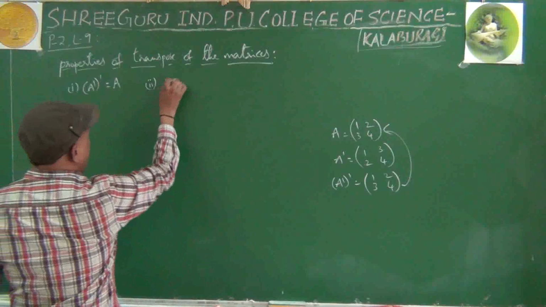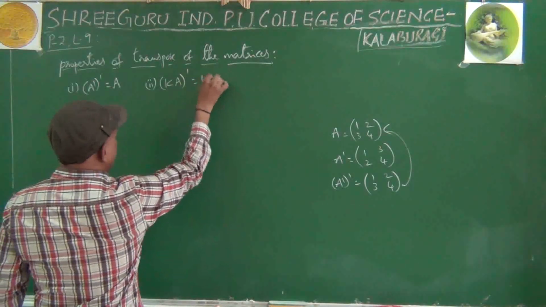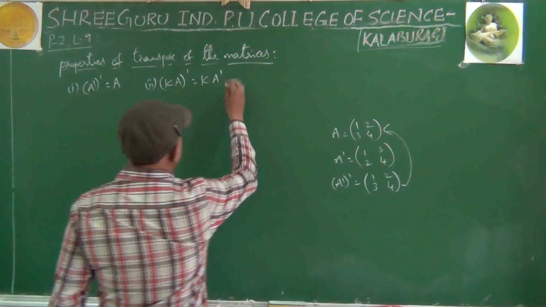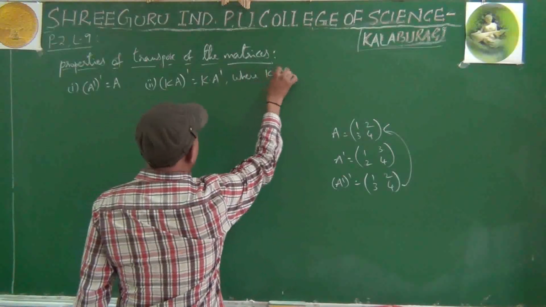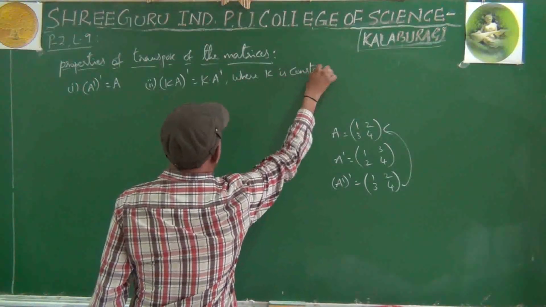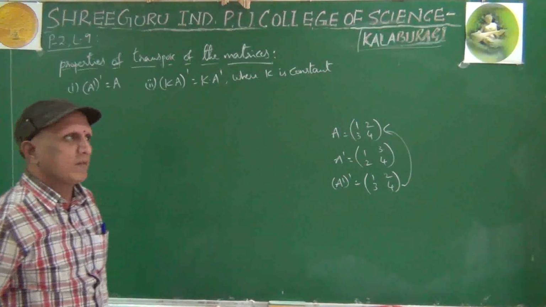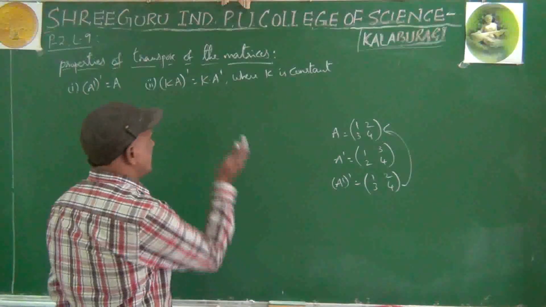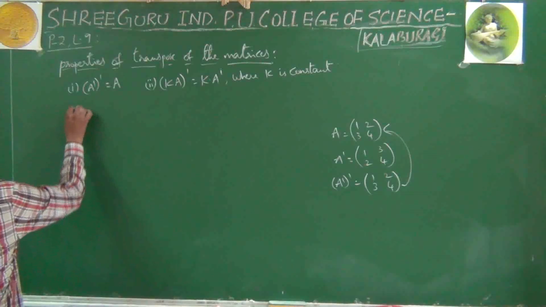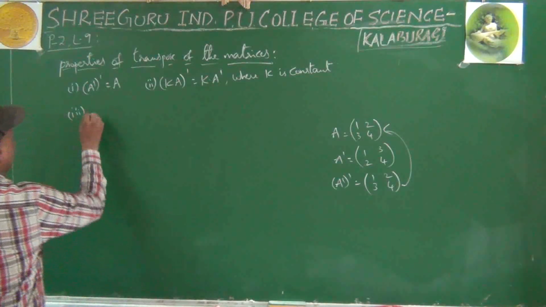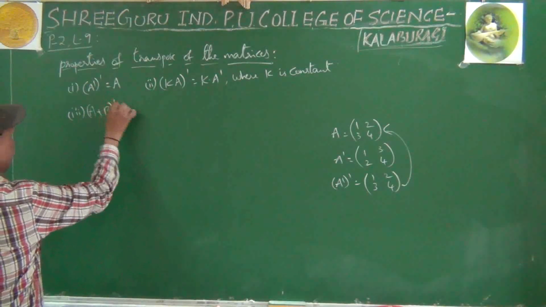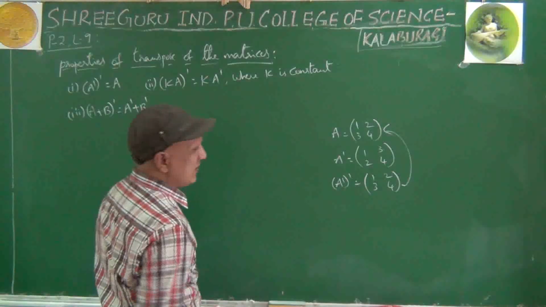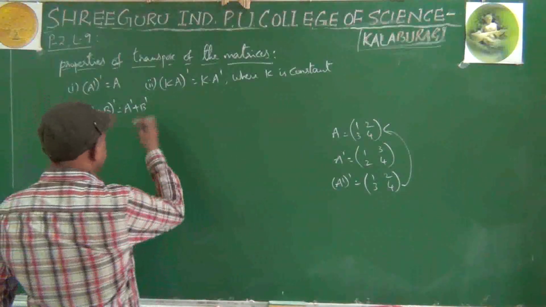Second property, kA whole dash equals k into A dash. k means constant, where k is a scalar, any number. Right? kA whole dash equals k into A dash. You can take k separate. Next, third property, A plus B whole dash equals A dash plus B dash. Simple. While solving questions, you can get questions like this.